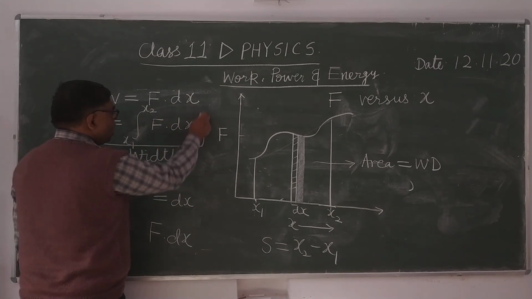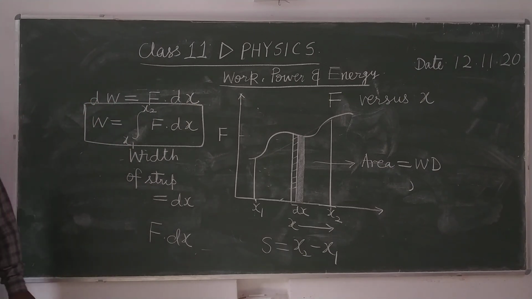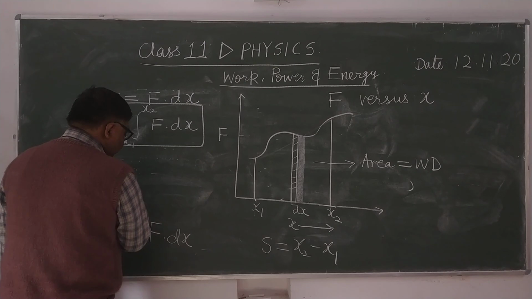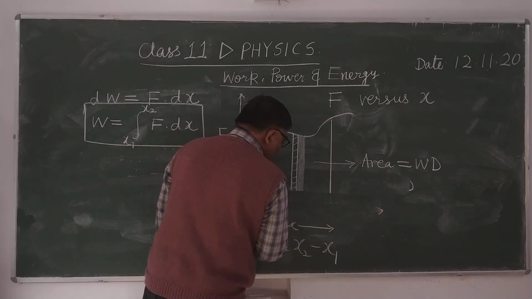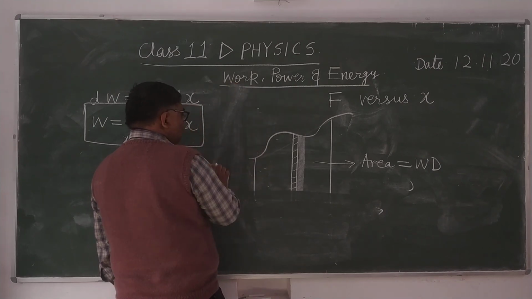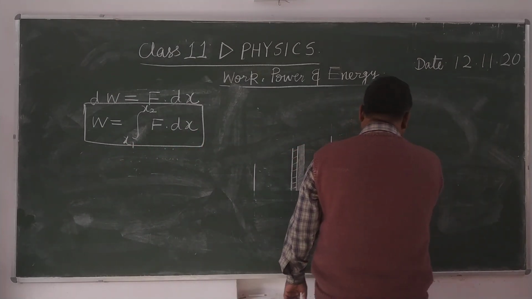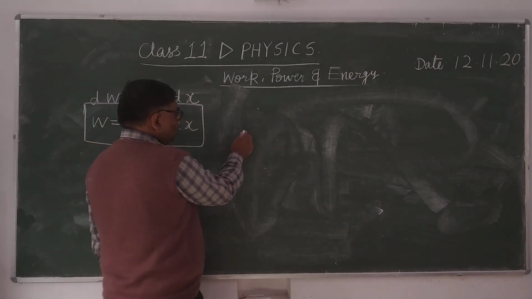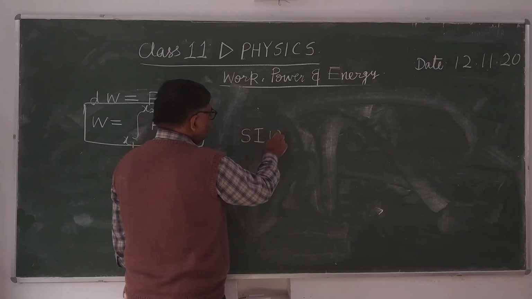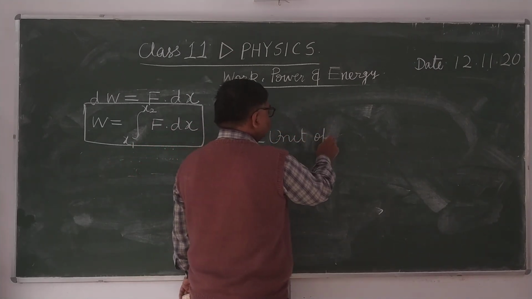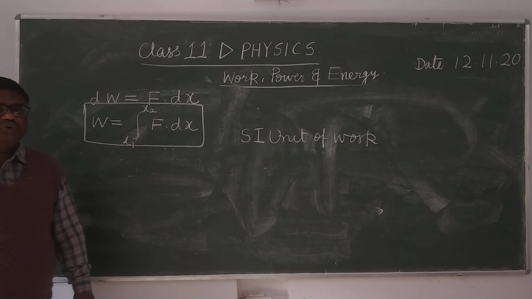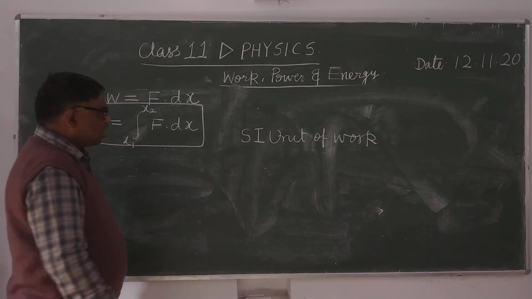So this is the formula of work done under variable force. Now see here, what is the unit of work? About the scalar nature of work, I have already told. It is a scalar quantity, it does not have any direction. Now what is the SI unit of work? First we will see the MKS unit. MKS unit and SI unit are both numerically the same.